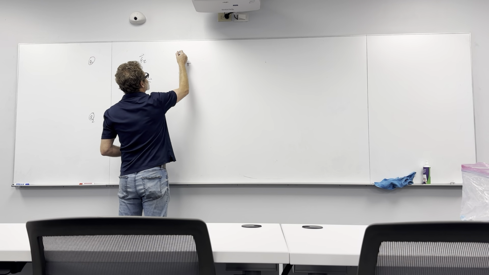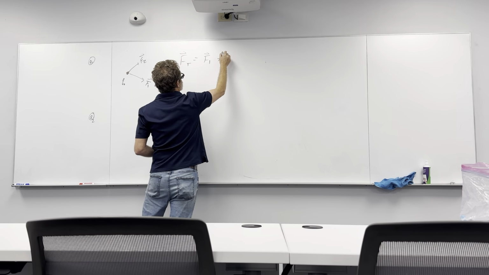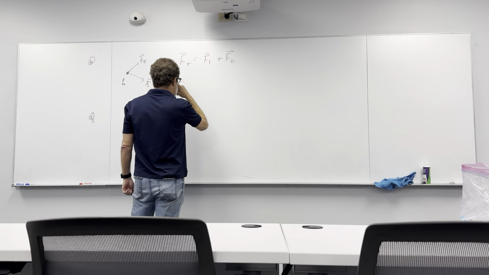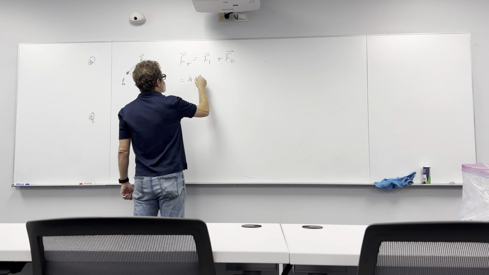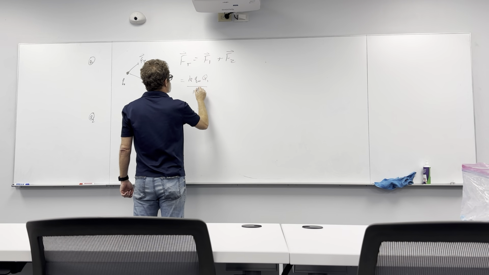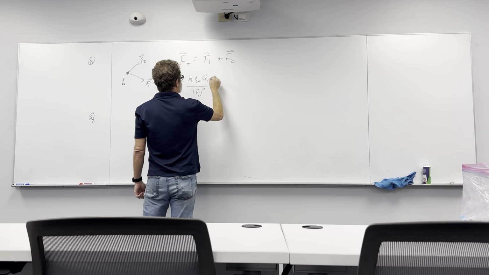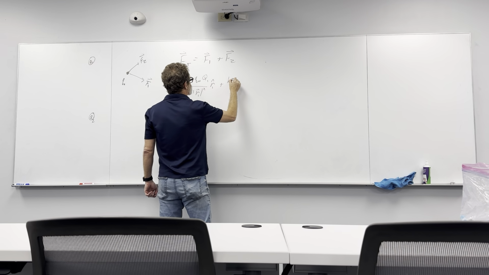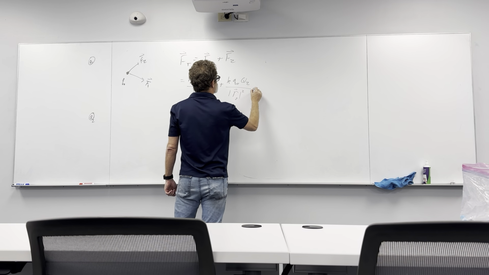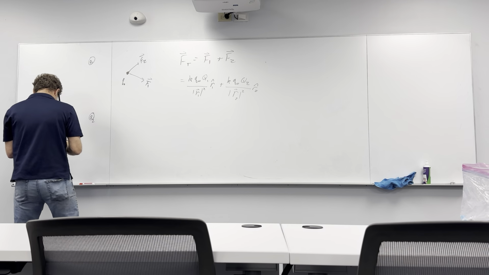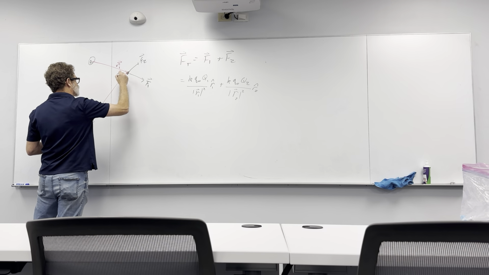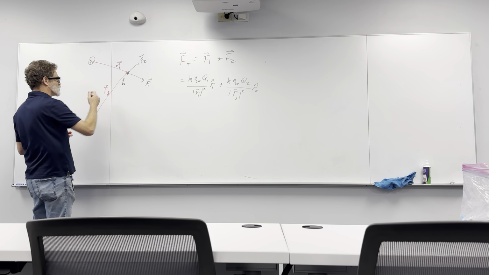So the total force would be the force from the first charge plus the force from the second charge. We use Coulomb's law. We can write that out as K Q naught Q1 over R1 squared R1 hat plus K Q naught Q2 over R2 squared R2 hat. This would be R1. This is R2. Does that make sense to everybody?